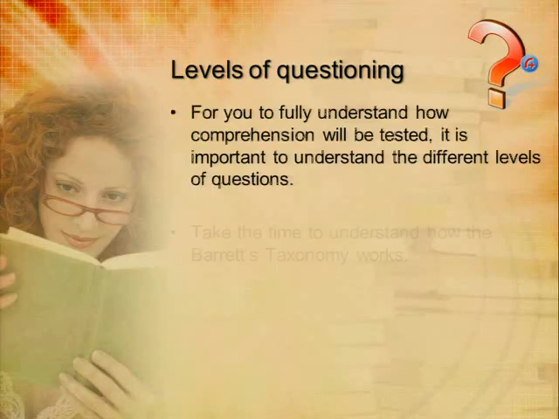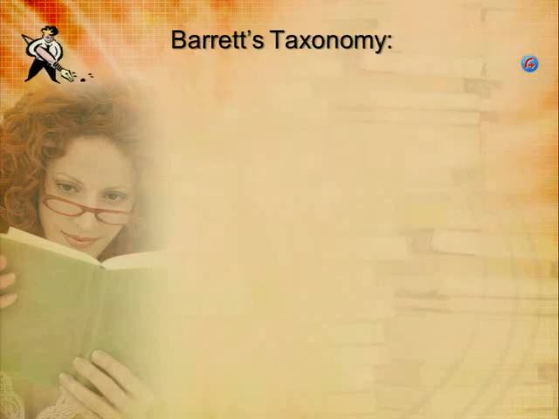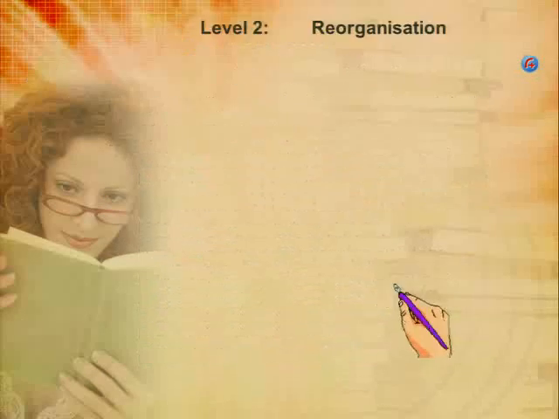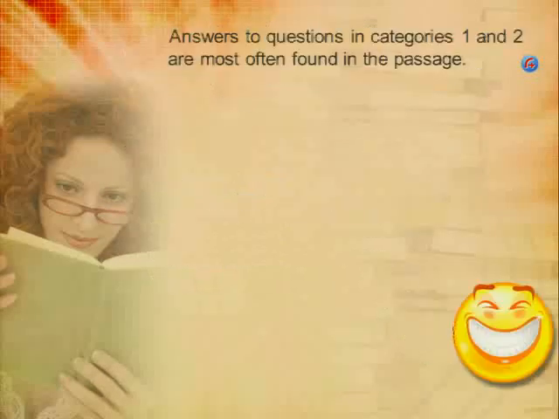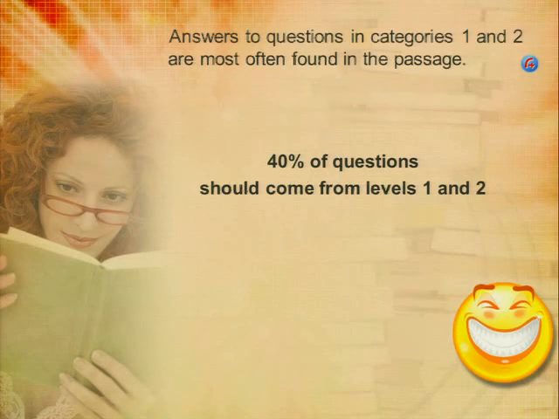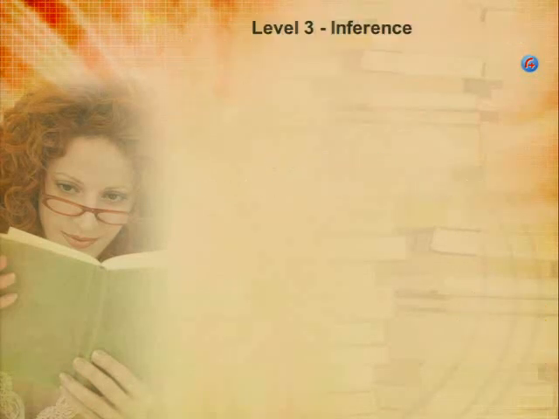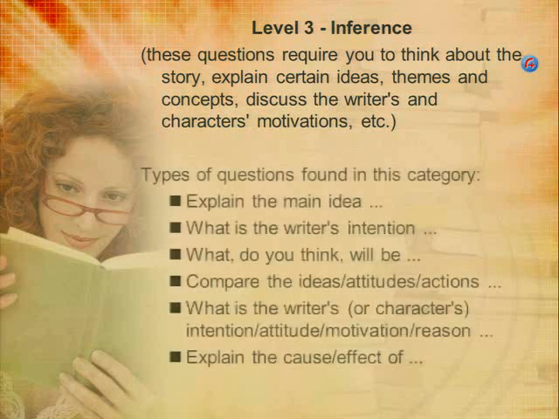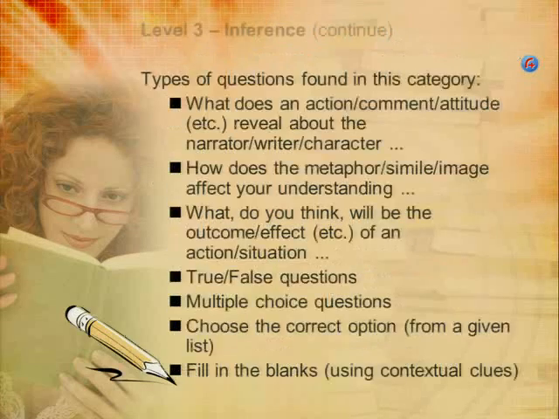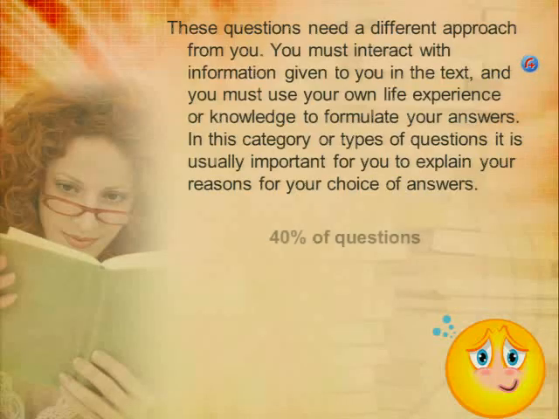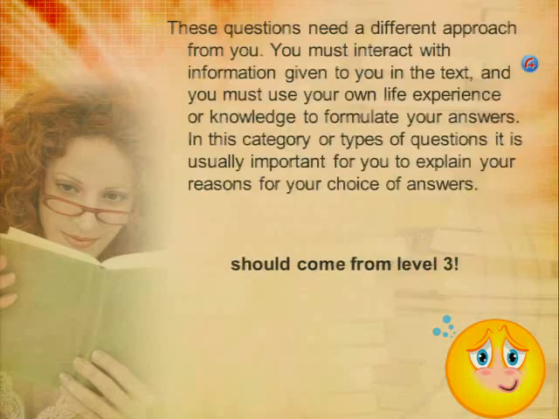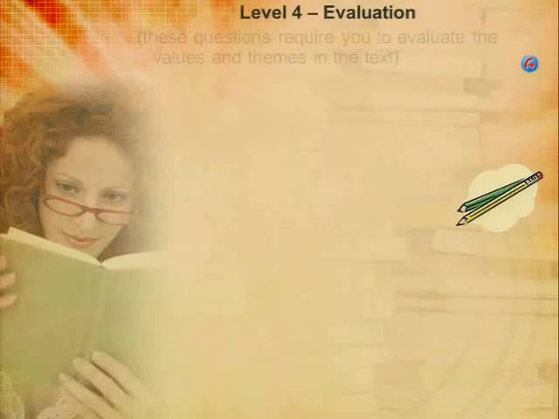Now, I'm not going to go on with the levels of question of the Barrett's taxonomy. I'm just quickly going to run through this. But you need to know that for 40% of the comprehension questions that they're going to ask you, the answers are in the passage. You just have to go and search for it. You will find it there. You don't even have to really interpret it. You can just write the answer down.